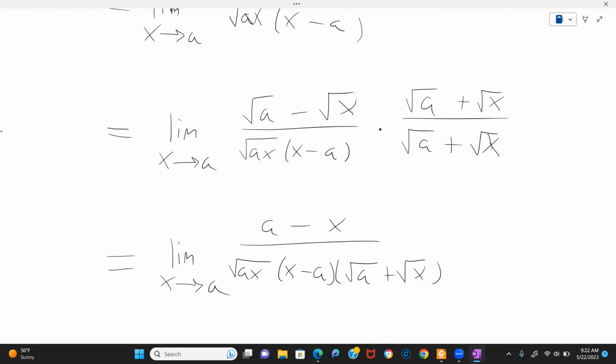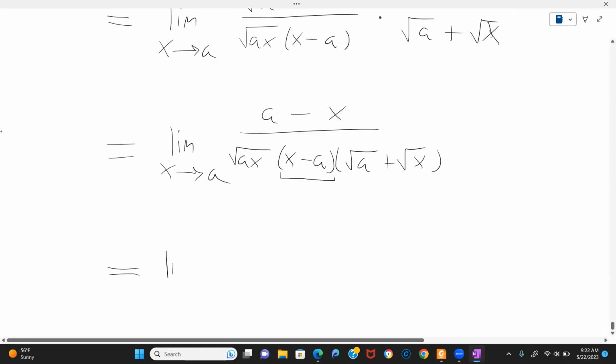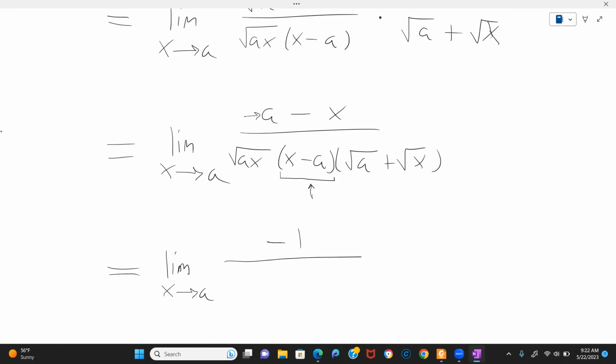Now notice the numerator is the negative of this term right here. So these two cancel out to give you -1. So the numerator cancels with this term right here. Then it's the negative of it. So when you cancel these two, you get -1, say, in the numerator. Doesn't matter, you can put the negative wherever you want. And then in the denominator, you're going to have square root of a times x and times square root of a plus square root of x.